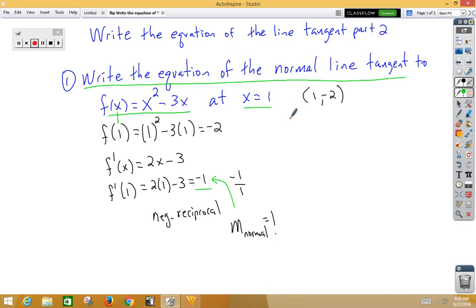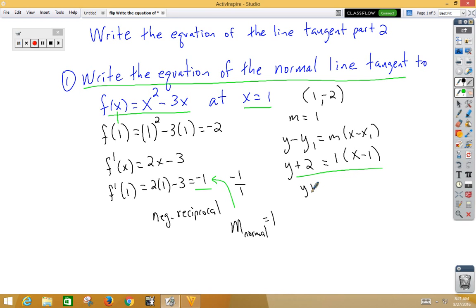So now that I have a point and a slope, I can plug into point slope form. y minus y1 equals slope times x minus x1, giving us y plus 2 is equal to 1 times x minus 1. Generally, this is a fine answer. Sometimes they'll distribute and turn it into another form. We could think of that as y plus 2 is simply x minus 1.